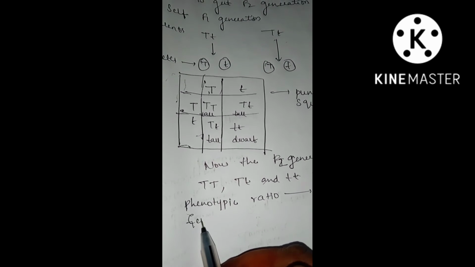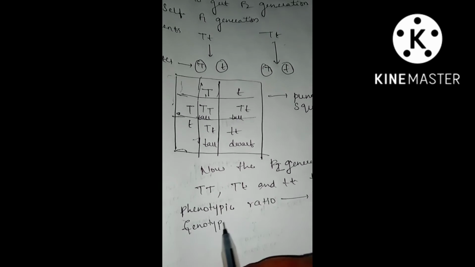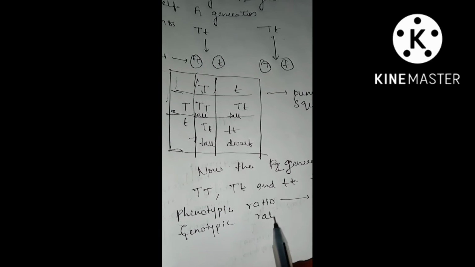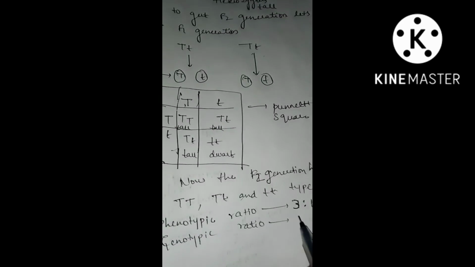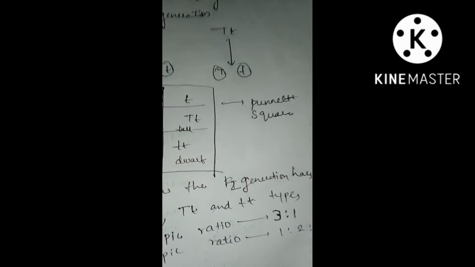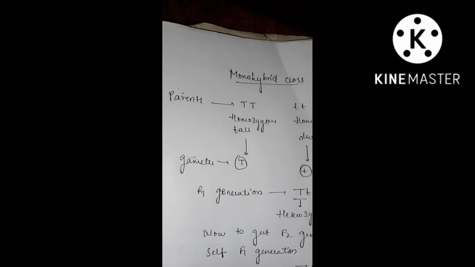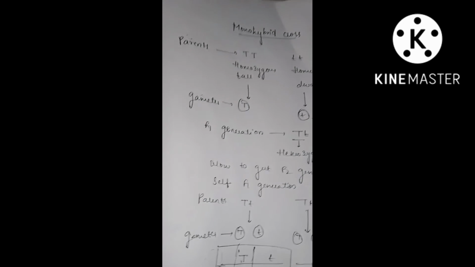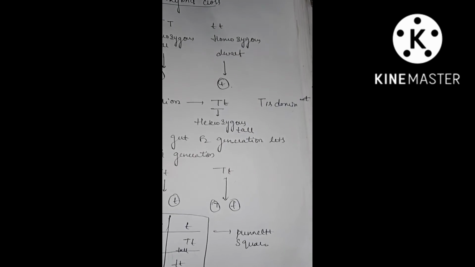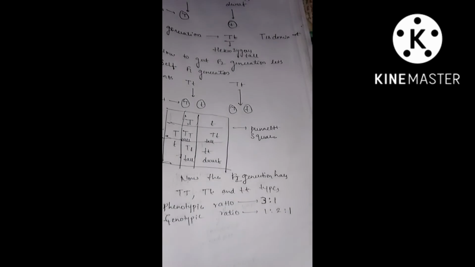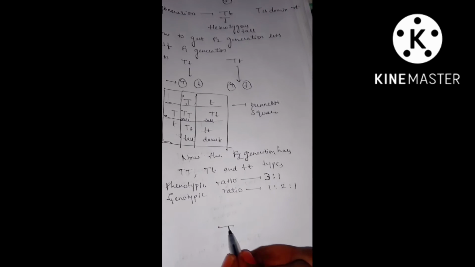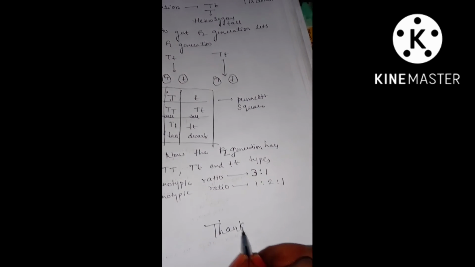The genotypic ratio is based on the genotype present in the plant. There are three types of genotypes, capital T capital T, capital T small t, and small t small t, so we are getting a 1:2:1 ratio. This is overall the monohybrid cross done by Mendel.